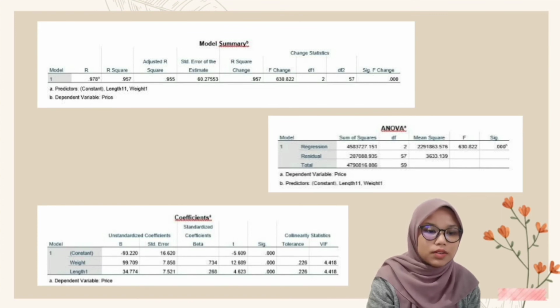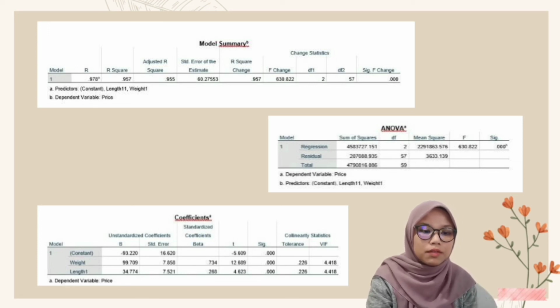ANOVA. ANOVA is an analysis tool used in statistics that splits the aggregate variability found inside the data set into 2 parts, systematic factor and random factor. Meanwhile, coefficient refers to a number or quantity placed with a variable. It is usually an integer that is multiplied by the variable and written next to it. A variable which does not have a number with it is assumed to have 1 as its coefficient.